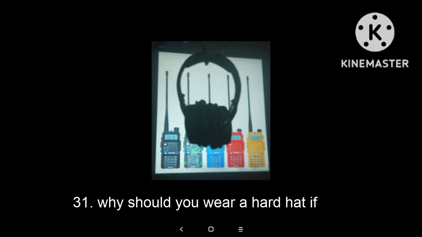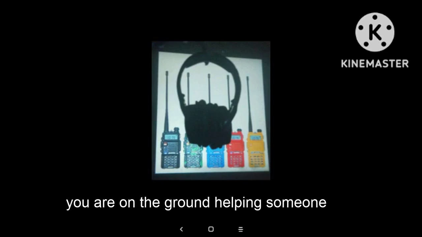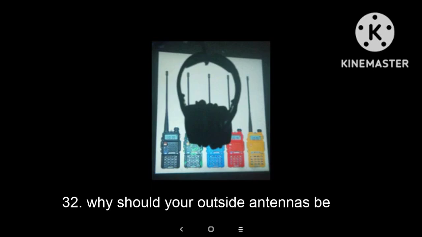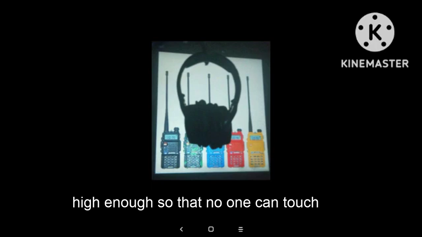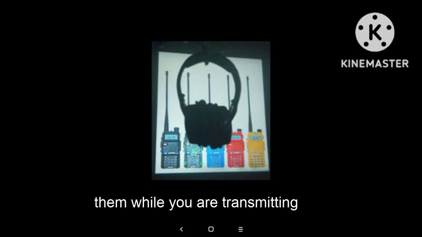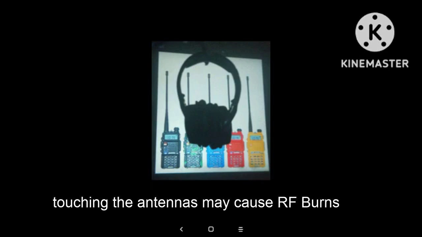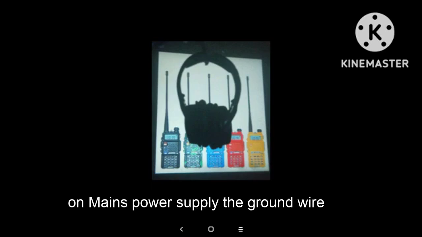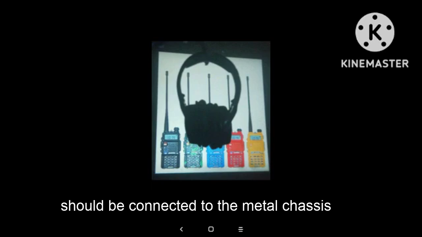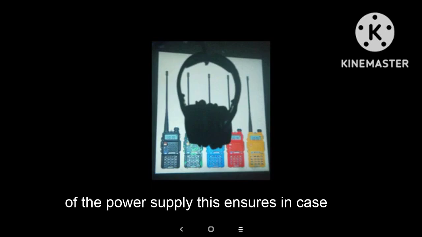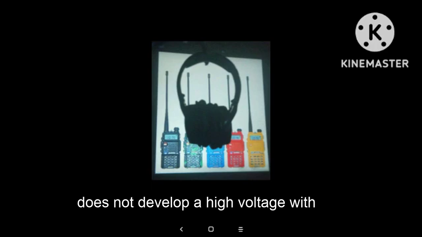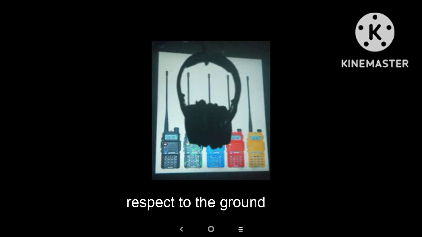31. Why should you wear a hard hat if you are on the ground helping someone with an antenna tower? To protect your head from something dropped from the tower. 32. Why should your outside antennas be high enough so that no one can touch them while you are transmitting? Touching the antennas may cause RF burns. Number 33. On mains power supply, the ground wire should be connected to the metal chassis of the power supply. This ensures, in case there is a fault in the power supply, that the chassis does not develop a high voltage with respect to the ground.